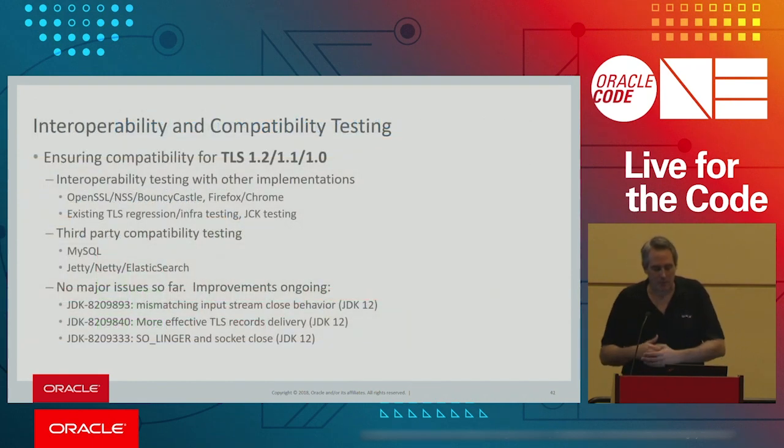For the interoperability and compatibility testing between TLS 1.0, 1.1, and 1.2, of course, we're doing all that. We're still doing all of our normal interoperability testing with all the different implementations, OpenSSL, NSS, Bouncy Castle, Firefox, Chrome, all the big guys. We're also doing some third-party compatibility testing with applications that use ours as well, like MySQL, Jetty, Netty, and so on. We found a few issues. They're being fixed as we find them. That's the nice thing about having rapid releases: we can get those out pretty quickly.